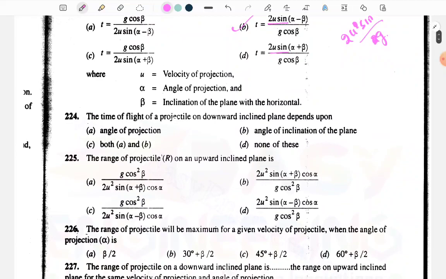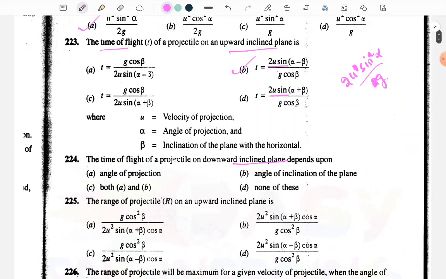Time of flight of a projectile on a downward inclined plane depends upon the angle of projection and the angle of inclination of the plane. See here, it also depends on alpha and beta, both. So 224 is correct, option C, both A and B.